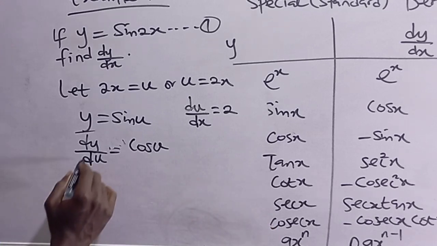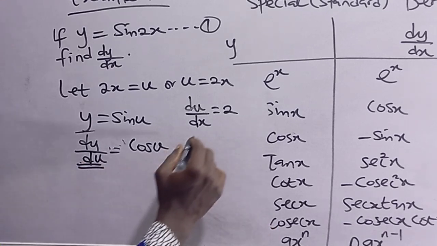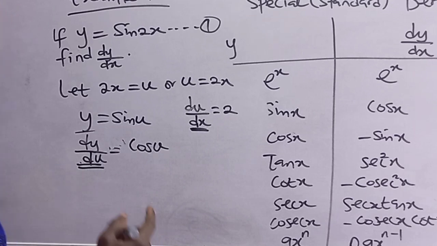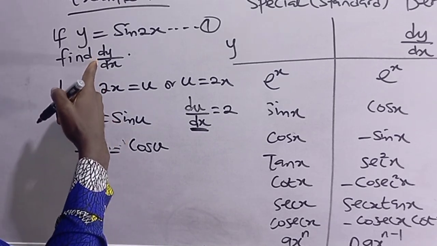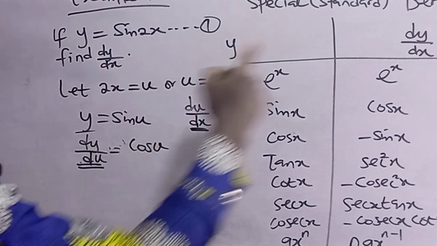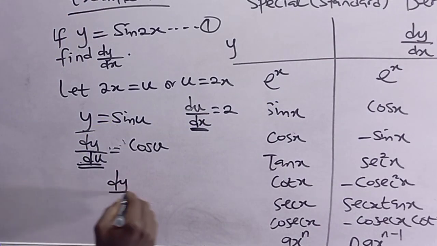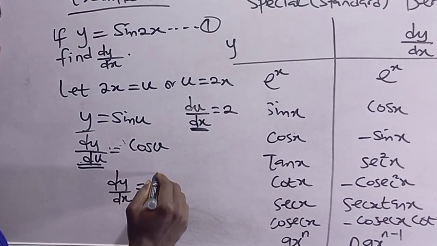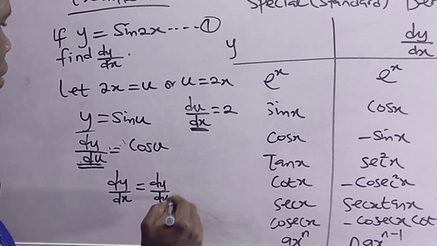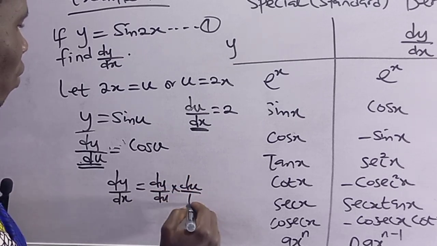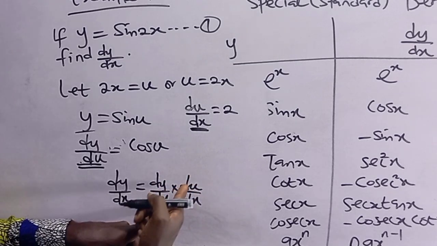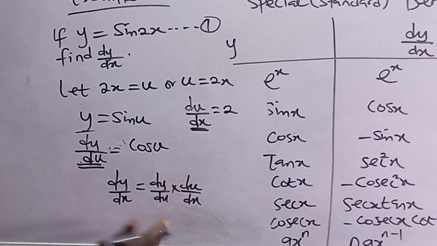So now we have dy over du and we have du over dx, but we are looking for dy over dx. If you look at this chain rule, the chain rule is given by dy over dx is equal to dy over du times du all over dx. If you look, this u can take care of this u. So we are on point.